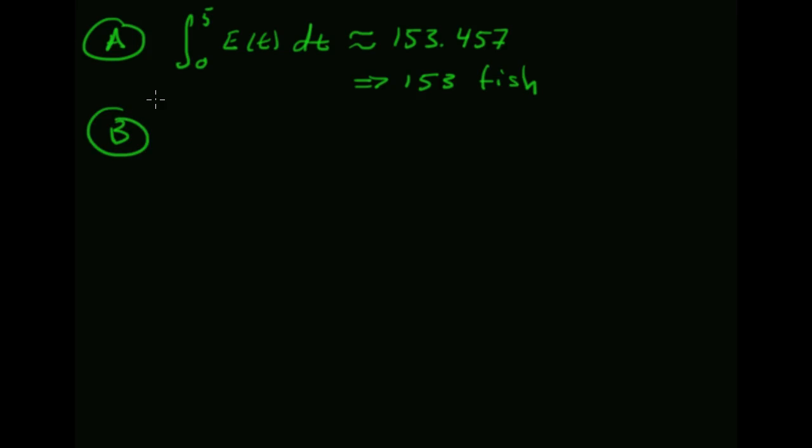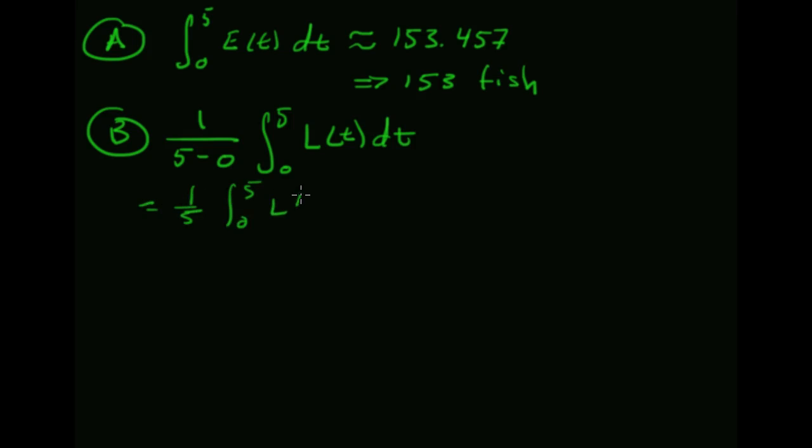fish. Looking at part B of the problem, what is the average number of fish that leave the lake per hour over a 5-hour period? So the leaving equation is the rate of leaving, right? We want the average rate, so this is the average number of fish that leave per hour. So it's just 1 over 5 minus 0 times the integral from 0 to 5 of the leaving equation dt, which is 1/5 of the integral from 0 to 5 of L dt, which works out to be approximately 6.059 fish per hour on average.